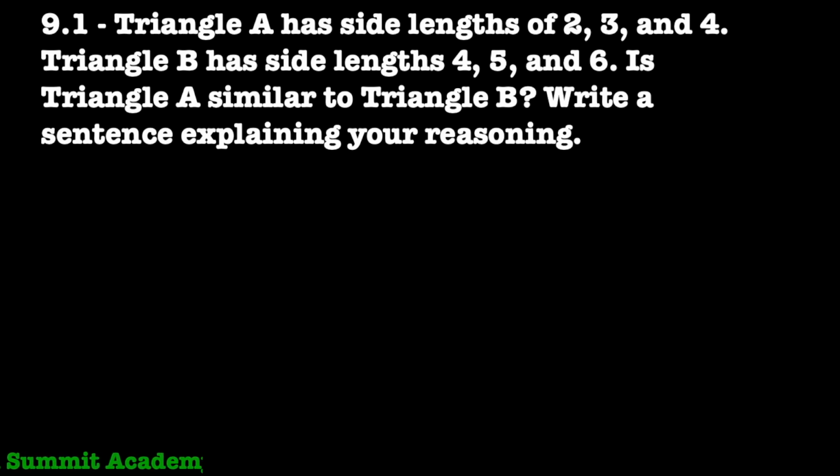And in this video, we're working still on Unit 2, talking about dilations and similarities, and we're working with similar triangles now. If we are looking at lesson number 9, at the very top it says triangle A has side lengths of 2, 3, and 4, and then triangle B has side lengths of 4, 5, and 6. Is triangle A similar to triangle B? And then we want to write a sentence that's explaining it.